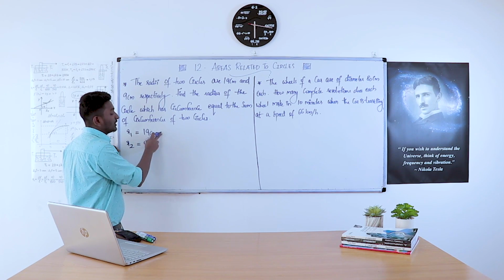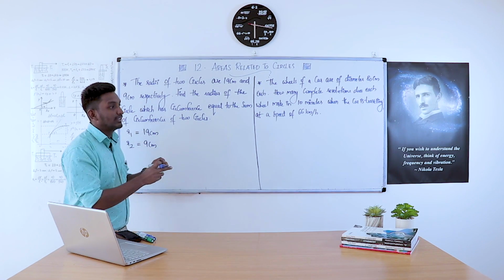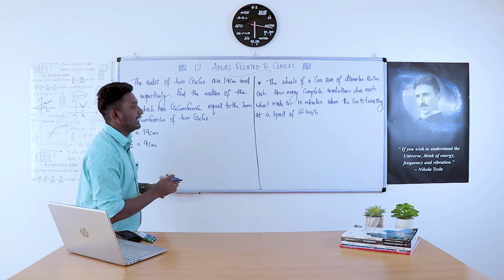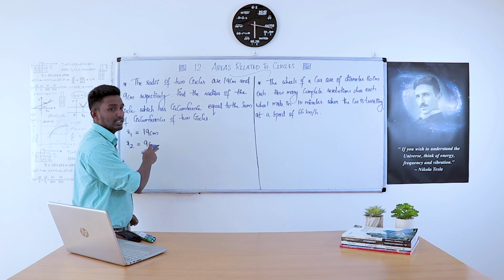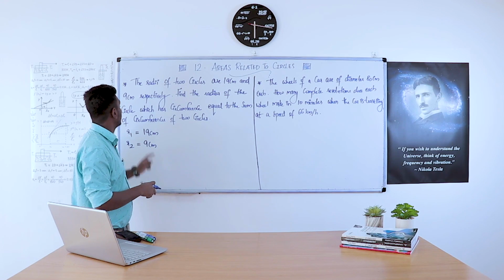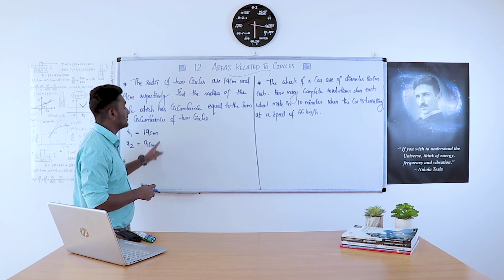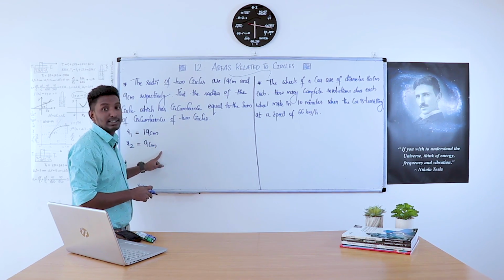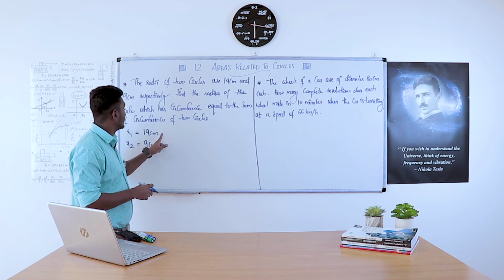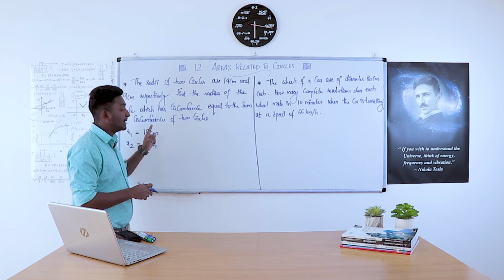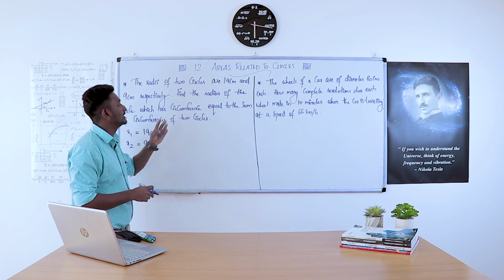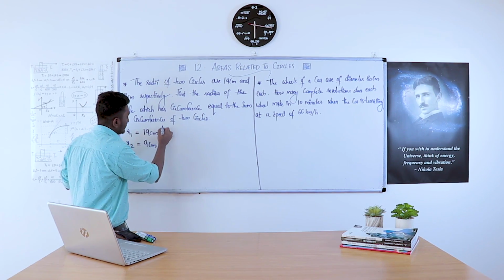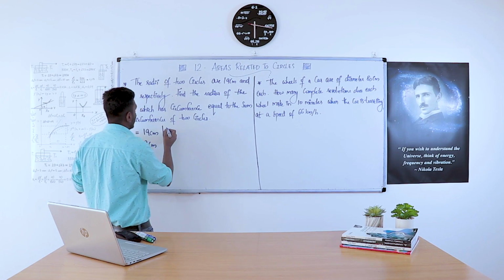So find the perimeter of the two circles, and we need to find the radius of the circle having circumference equal to the circumference of two circles. So we need to find the perimeter of both the circles, add these perimeters, and the sum is the perimeter of the third circle. Then we find the radius of the third circle. So first I am going to find the perimeter of the first circle.